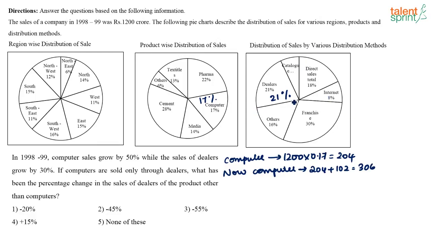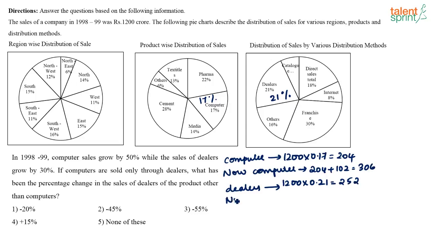Okay, if you look at the dealers, what has happened? Earlier, dealers accounted to 21%. So out of this 1200, 21% was dealers, right? Now this dealers has grown by 30%, right? So if dealer sales was earlier 1200 into 0.21, that is 252.